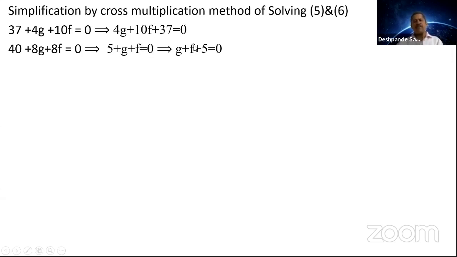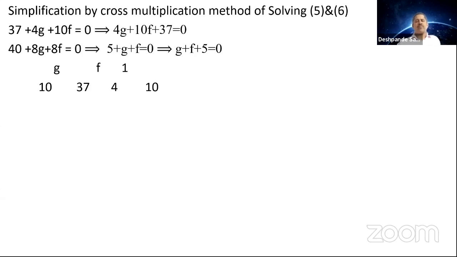So you have two equations. What do you do here? You write first g, f and 1. So g, f, 1. Next, what do you do in this method? You start with the coefficient of the middle term. The middle term is f here. So the coefficient of f is 10. Then go to 37. Then go to 4. Finally come back to 10. So you start with 10 and end with 10. So the first row is 10, 37, 4 and 10.